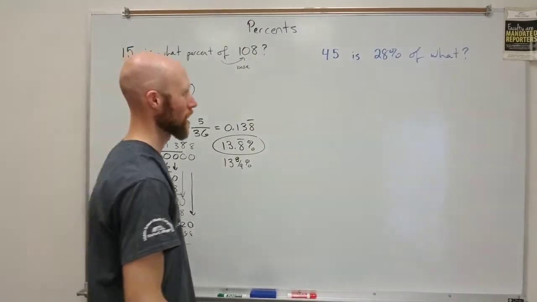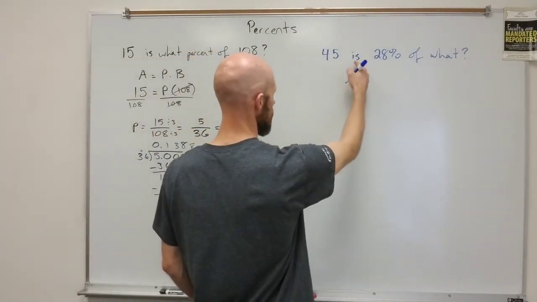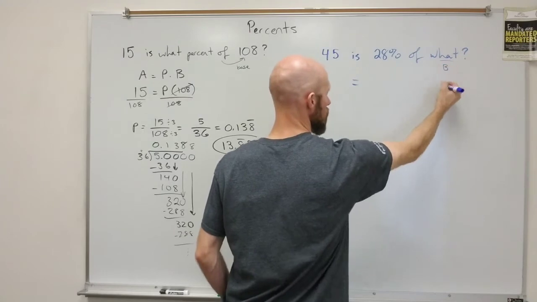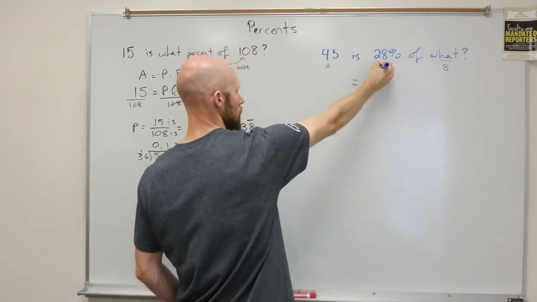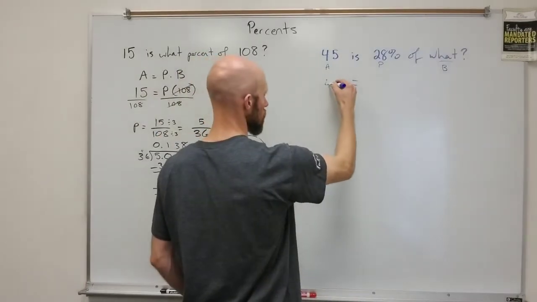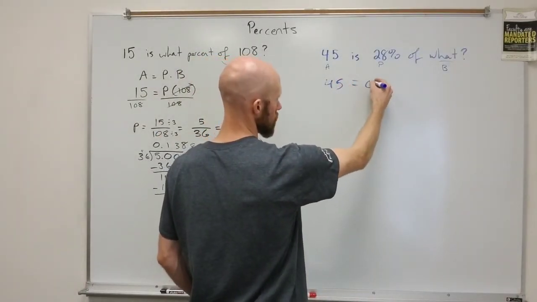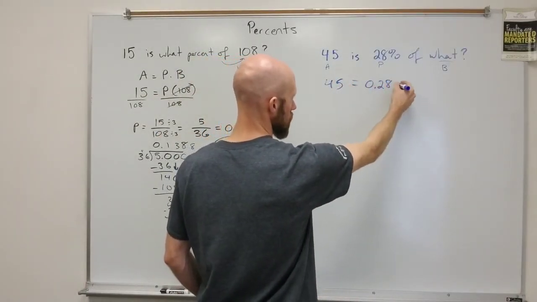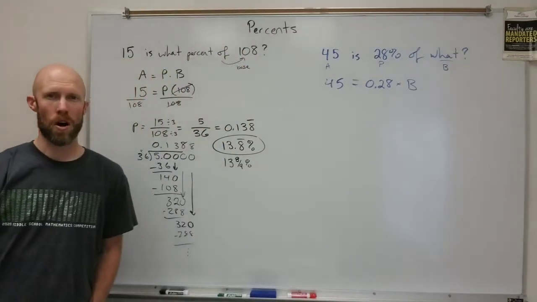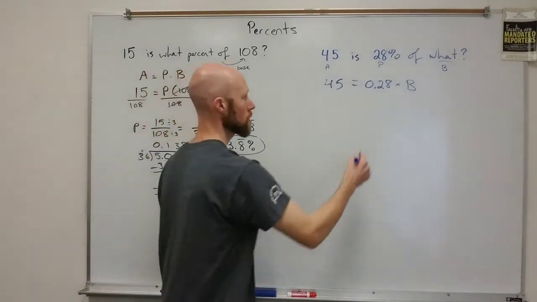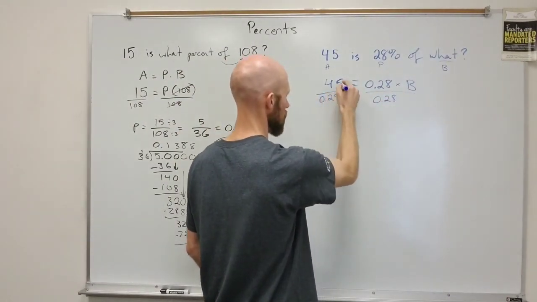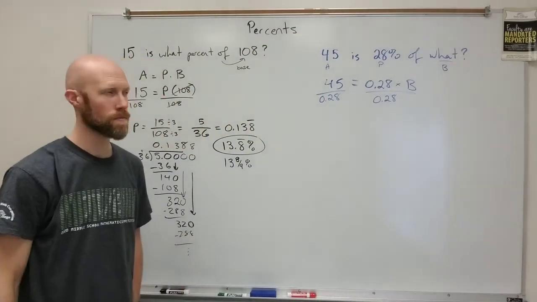So again, we translate. So we've got the "is" equal, the "what" is the base. So that leaves, this is the A and this is the P. 45 is A, 28 is P. So you get 45 equals 0.28 times the base. To solve for B, you have to do a division by the 0.28.